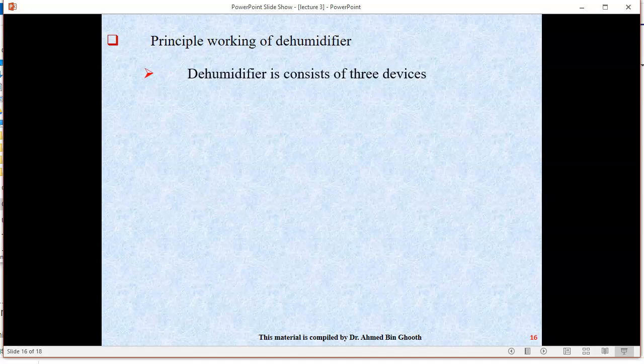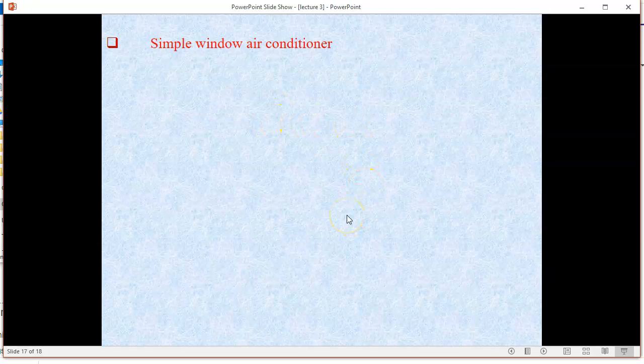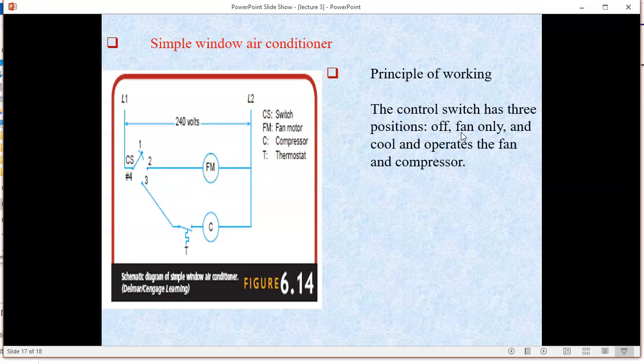Principle of working of the humidifier. It consists of a device inside the device. Okay, this was already elaborated before. Then we have a simple window air conditioner. Example of a simple window air conditioner. Principle of working.